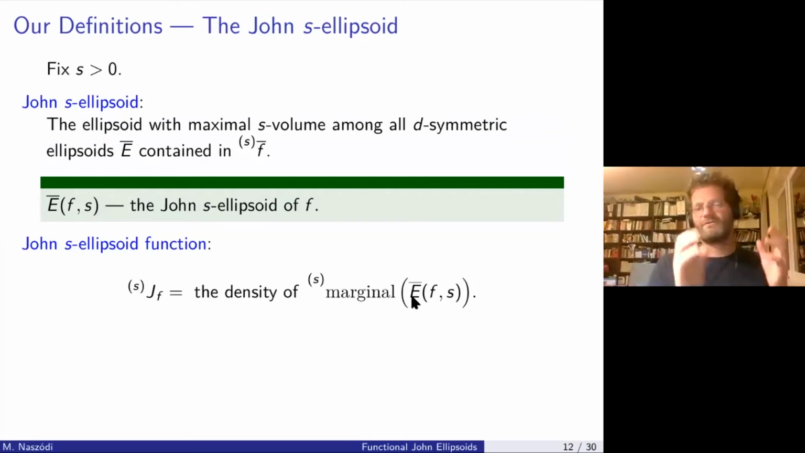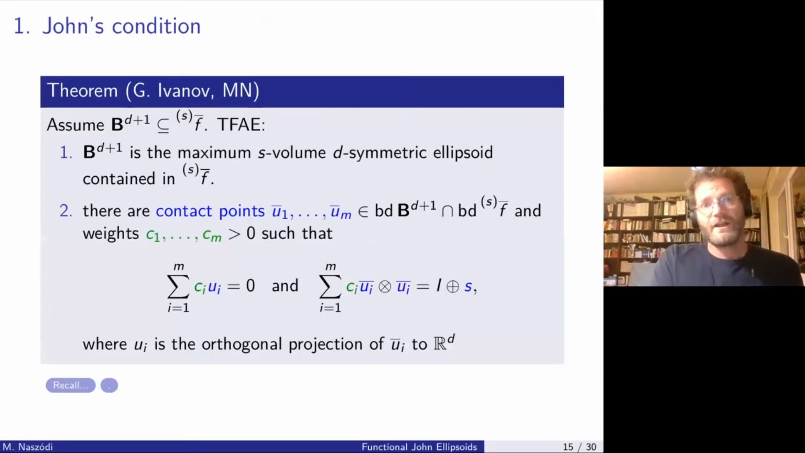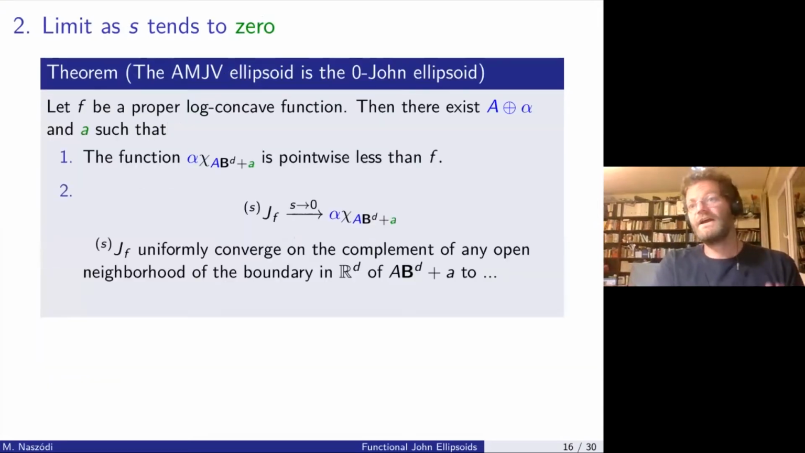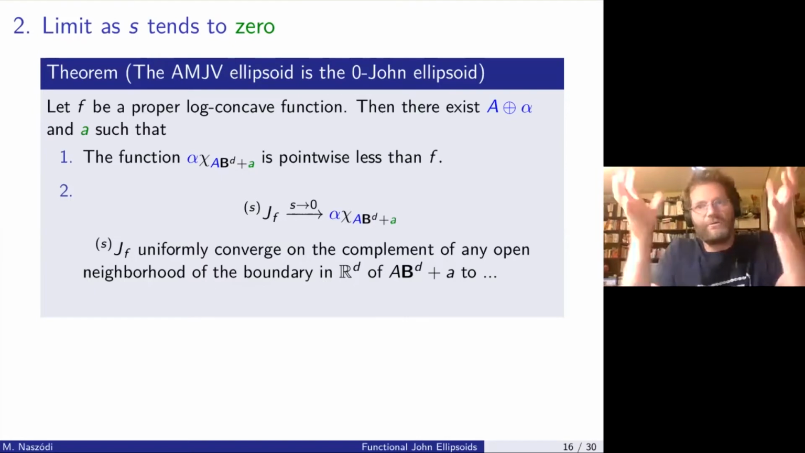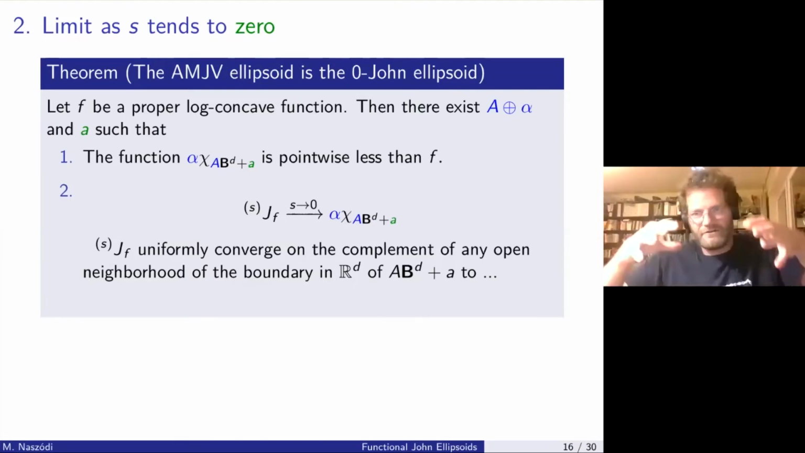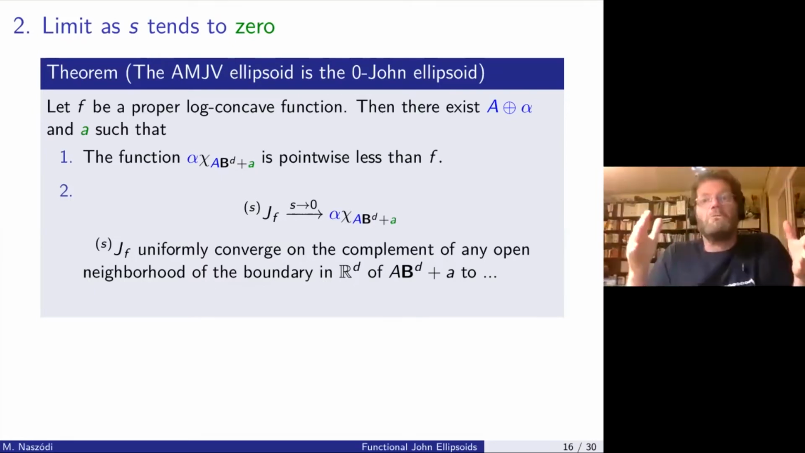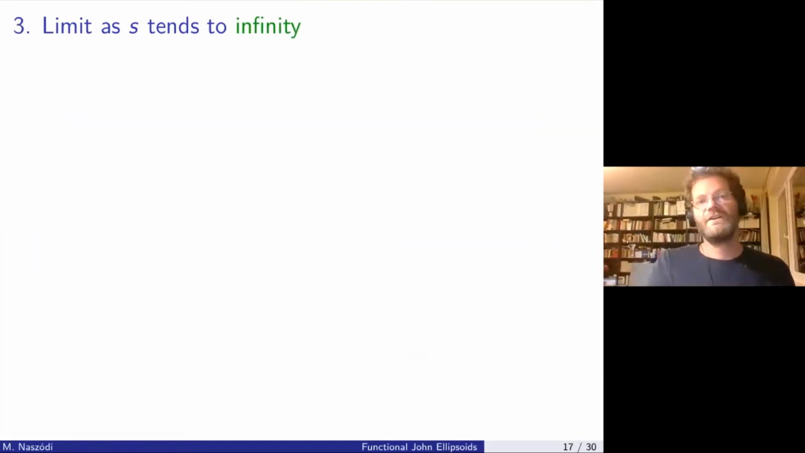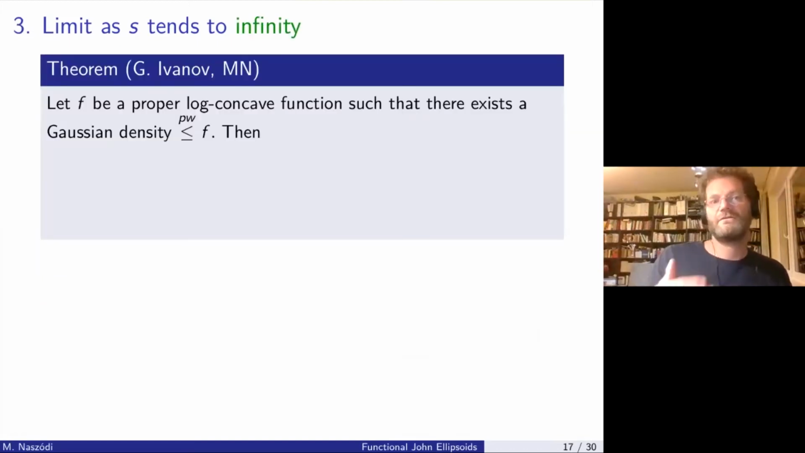This is a d+1 dimensional ellipsoid, and this s marginal is a function on R^d. As long as your s is finite, you have a compact set up there, an ellipsoid, and you take the marginal of this ellipsoid. That's a compactly supported measure. But once s tends to infinity, you can approach the Gaussian density.